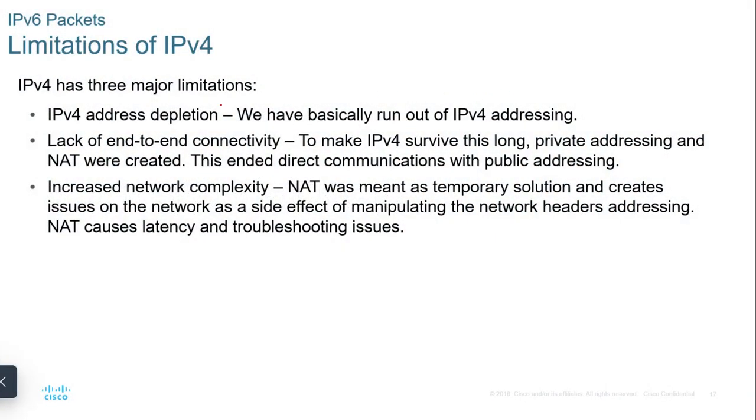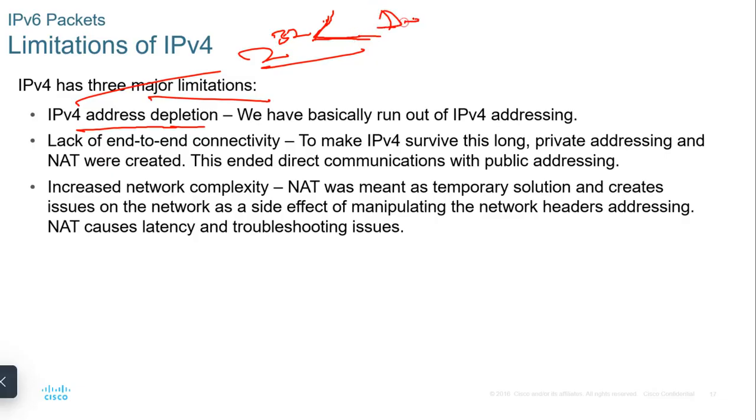IPv4 has three major limitations, the challenges. One, address depletion. IPv4 is 2 power 32. Now when you look at the demand, the devices that need IP addresses, the number of devices is greater than the number of addresses. So the IP addresses are less than the devices that need IP addresses.